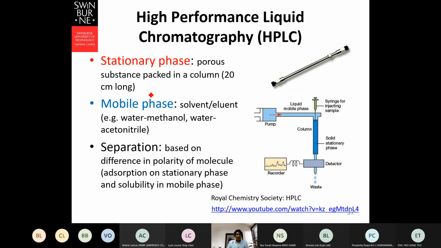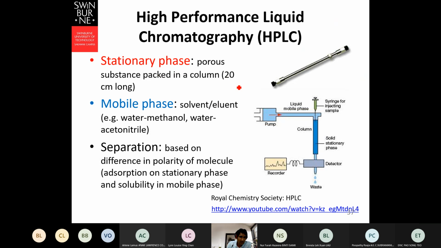Another chromatography technique is high performance liquid chromatography. This is HPLC, and it is used for much more sophisticated analysis. Although the column is not that long, it can actually do a very good and more sophisticated analysis for us.